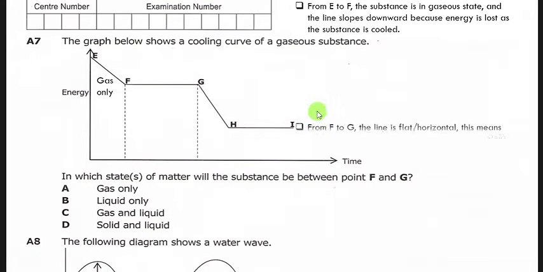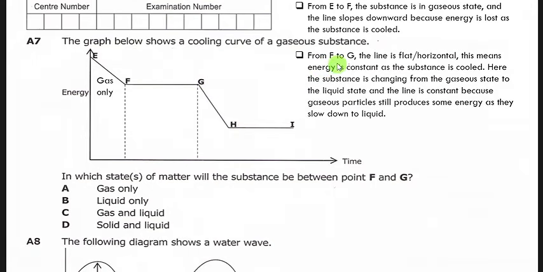Then again we are explaining here that from F to G the line is flat, or horizontal. This means energy is constant. Where the line is constant like this, the energy is the same. So it is constant as the substance is cooled. Here the substance is changing from the gaseous state to the liquid state.